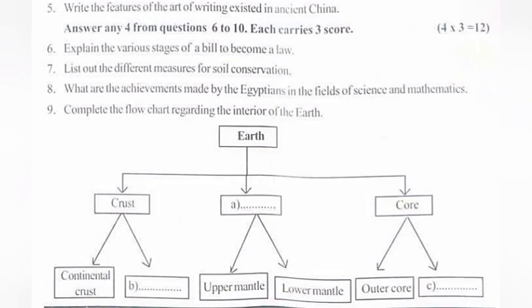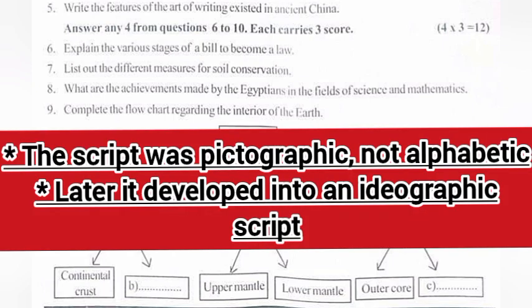5. Write the features of the art of writing existed in ancient China. Answer. The script was pictographic, not alphabetic. Later it developed into an ideographic script.